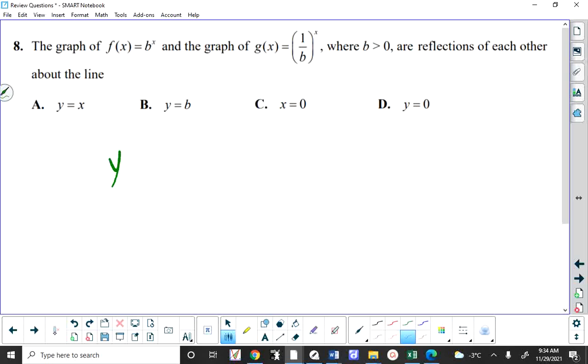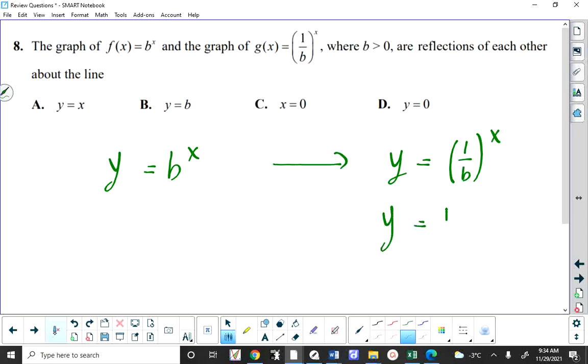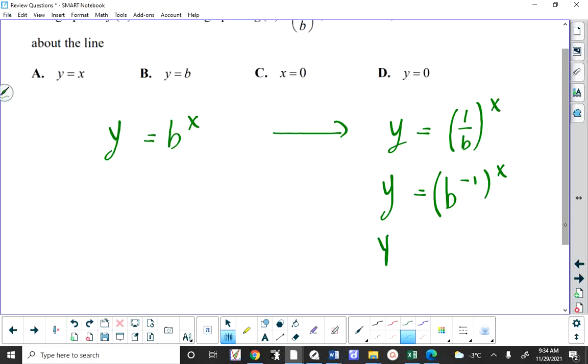You're going from y equals b to the x and you're transforming it to y equals 1 over b to the x, but 1 over b is b raised to an exponent of negative 1. So we have b to the negative 1 to the x, which can be written as b to the negative x, because when we have, it's called the power of a power rule, when you have a power raised to an additional exponent, you multiply the two exponents.